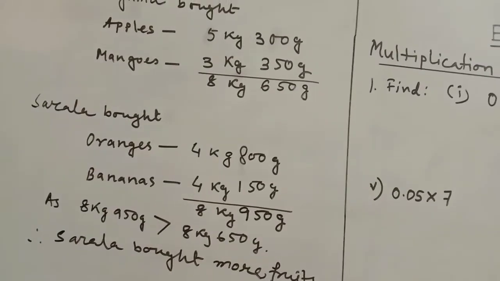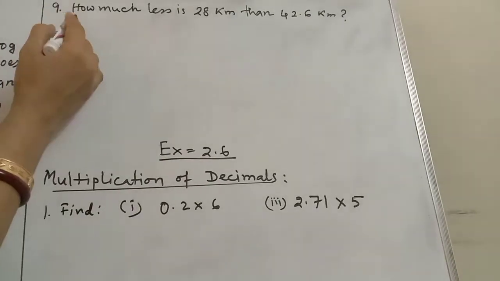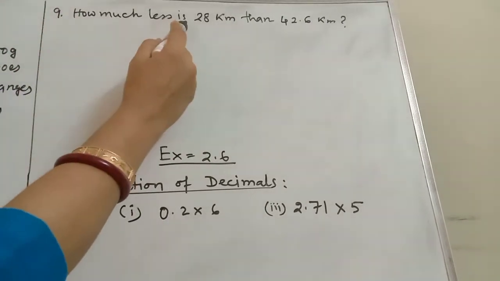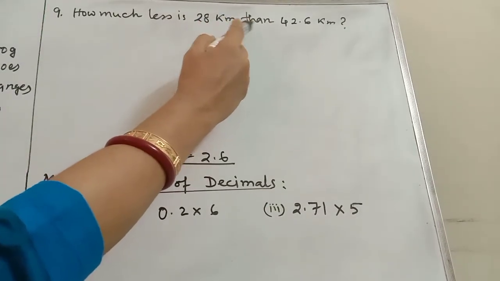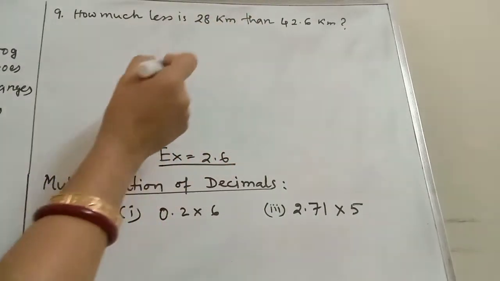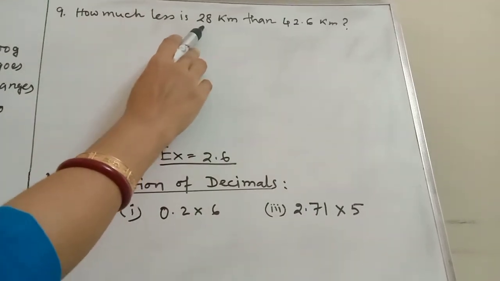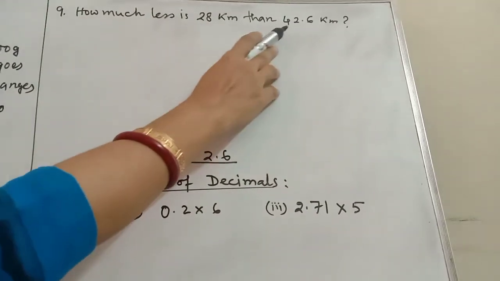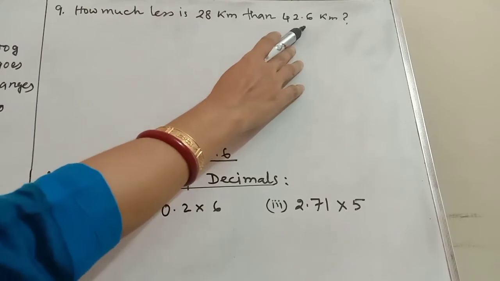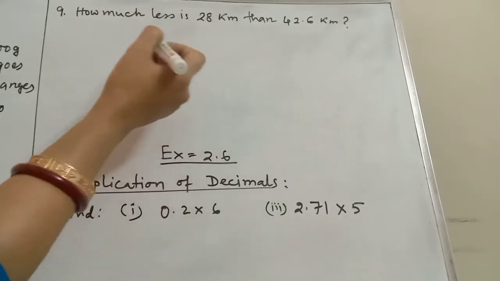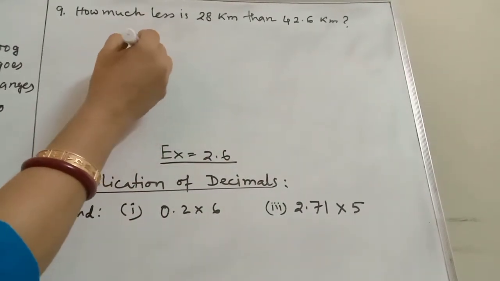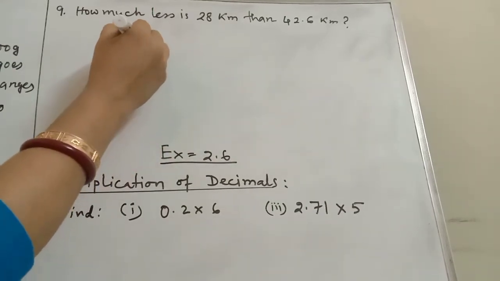Next question is question number 9. How much less is 28 kilometer than 42.6 kilometer? That means 28 kilometer is less than 42.6 kilometer. It is very clear. But the question is how much less it is. So you need to subtract the decimal numbers.